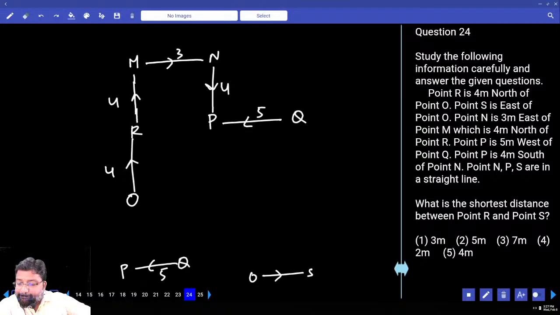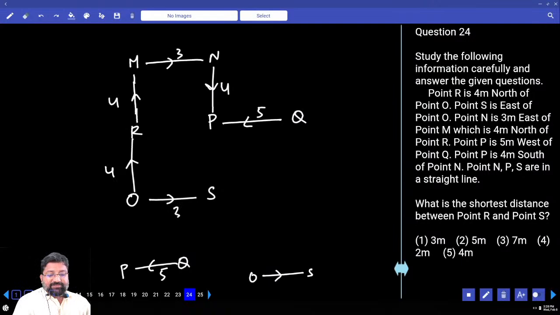Points N, P, S are in a straight line. East of O should be S, and all the three form a straight line. How much is this? 3. How much is this? 4. Clear? What's the first question?